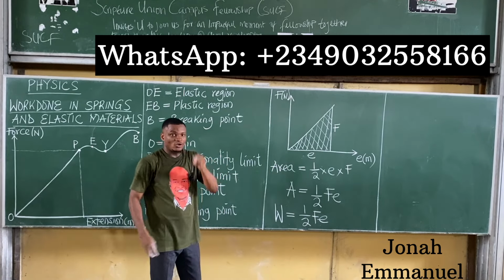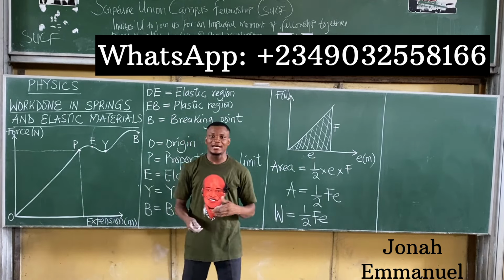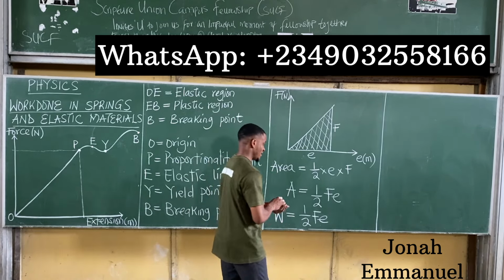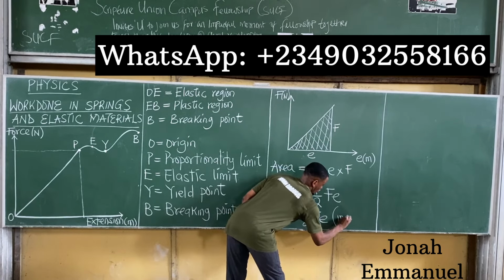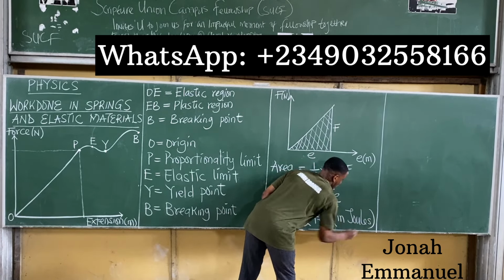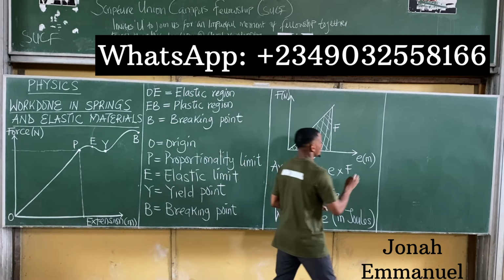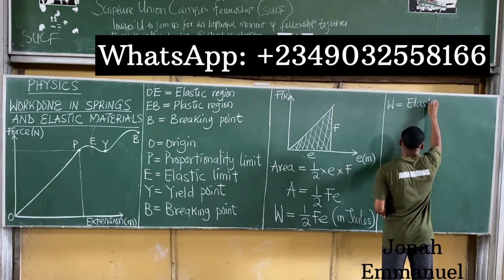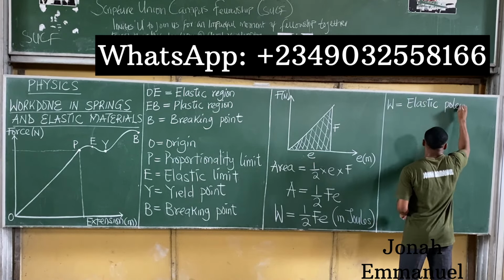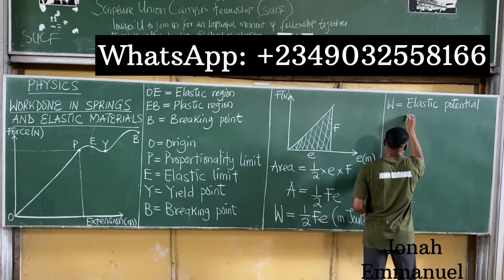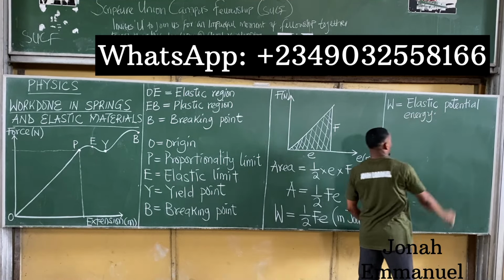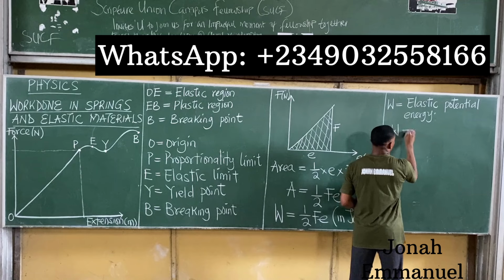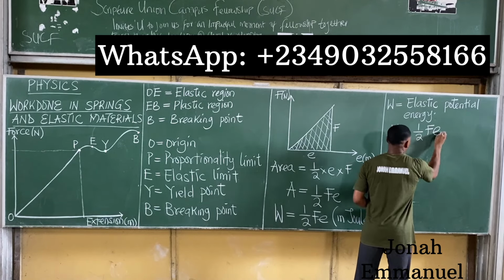I have this. So note that the work done in a spring or in an elastic material is also called the elastic potential energy. Since it's a work done or energy, it is measured in joules. Please take note, the SI unit of this is joules. So I'm saying W is equal to work done in spring, also elastic potential energy. All right, and it's measured in joules. So we are saying that the elastic potential energy of a spring is equal to half Fe.